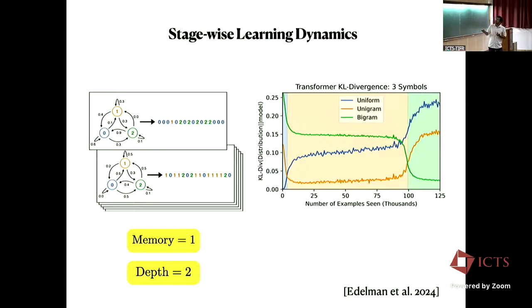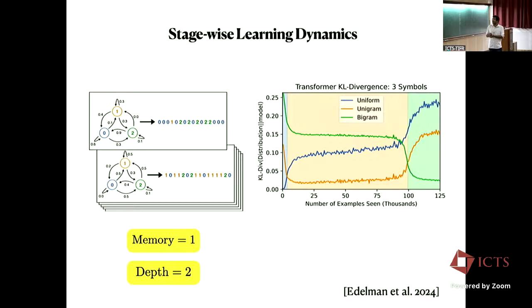Then eventually this loss rises, but the green curve drops. The green curve is the actual bigram. Bigram is this first order Markovian distribution. So you see there is some kind of stage-wise behavior: first it's figuring out the easier relation to capture, which is the marginal. Then eventually it's figuring out the more complex relation.